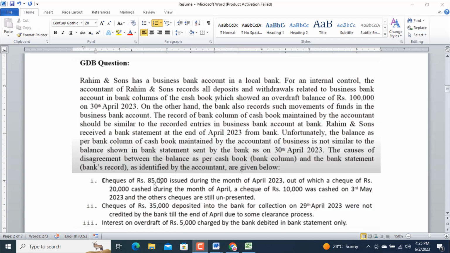Checks of rupees 85,000 were issued during the month of April 2023 by Rahim and Sons, out of which a check of rupees 20,000 was cashed during the month of April and a check of rupees 10,000 was cashed on 3rd May 2023, and the other checks are still unpresented. Checks of rupees 35,000 deposited into bank for collection on 29th April 2023 were not credited by the bank till the end of April due to some clearance processes. Interest on overdraft of rupees 5,000 charged by the bank was debited in the bank statement only.